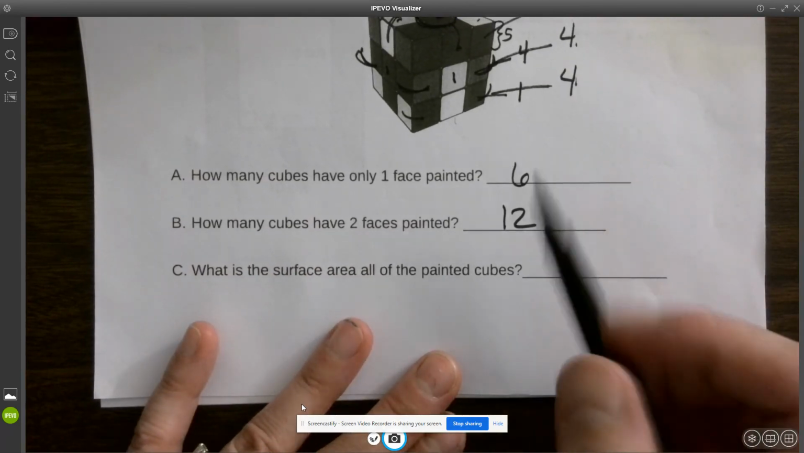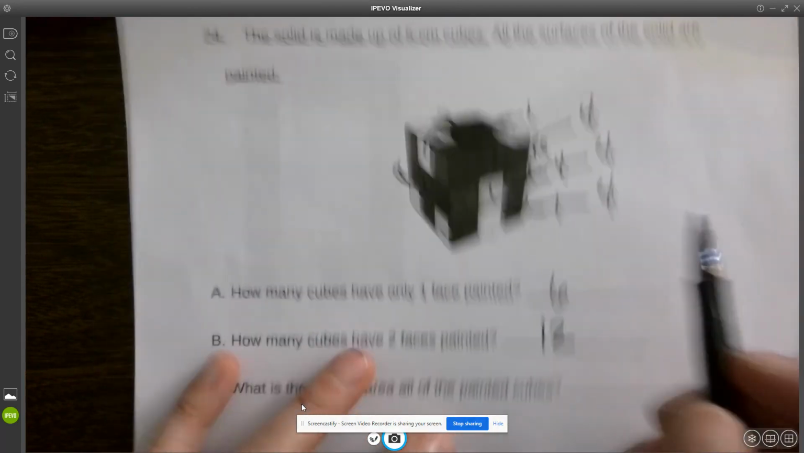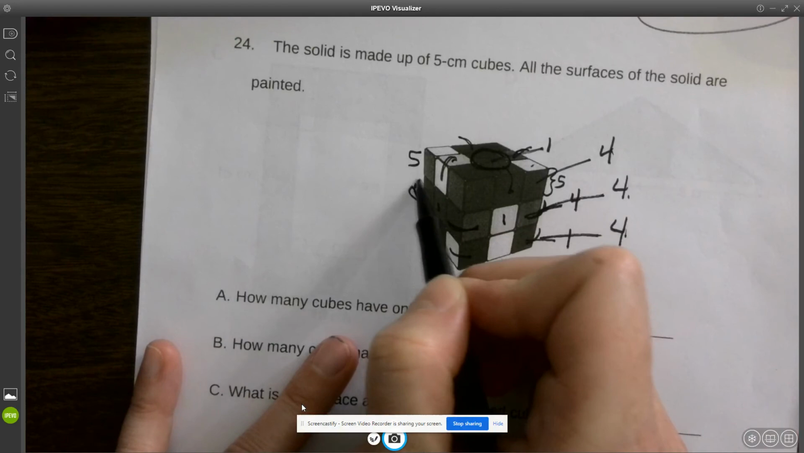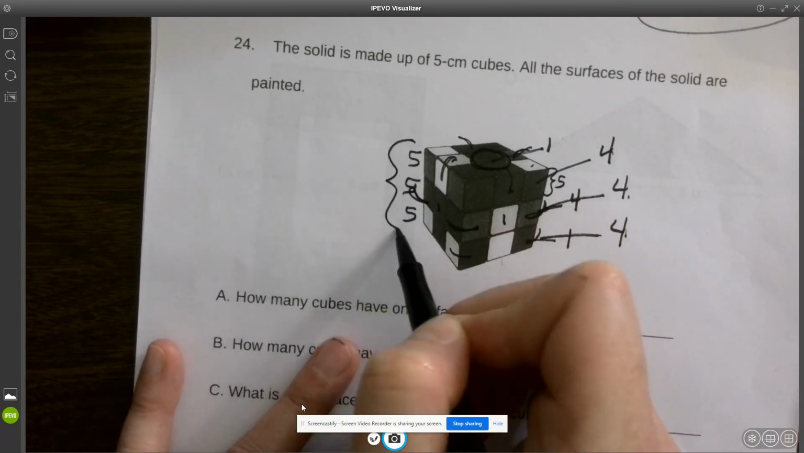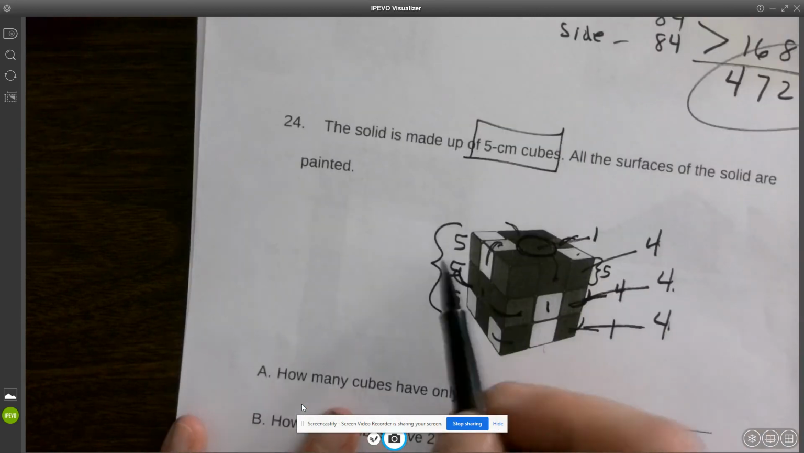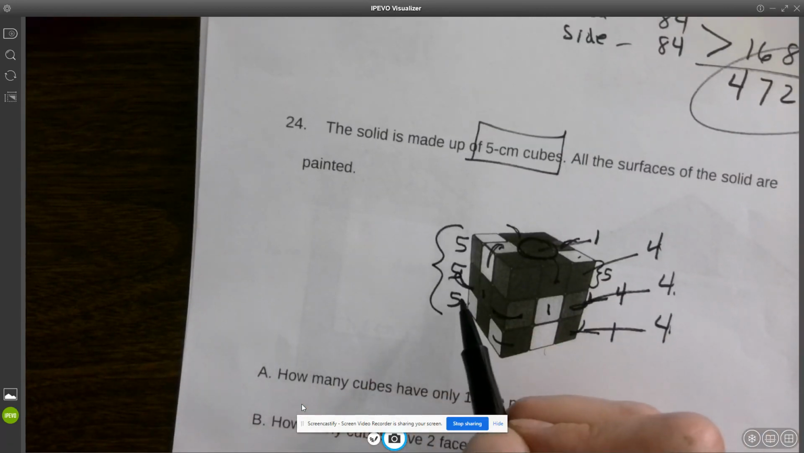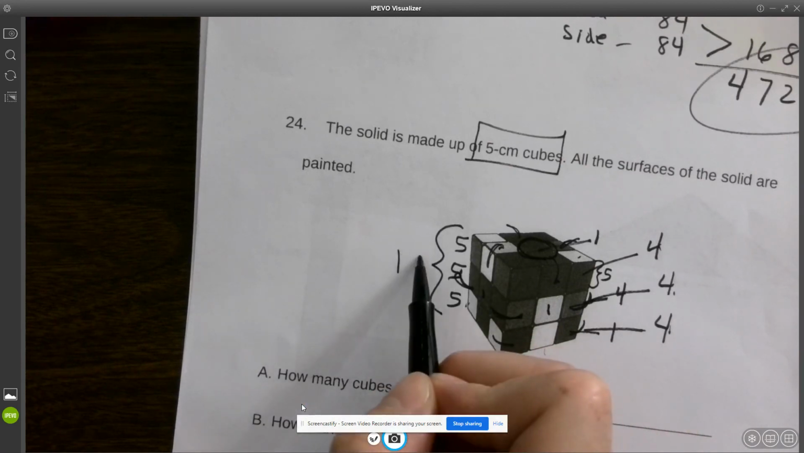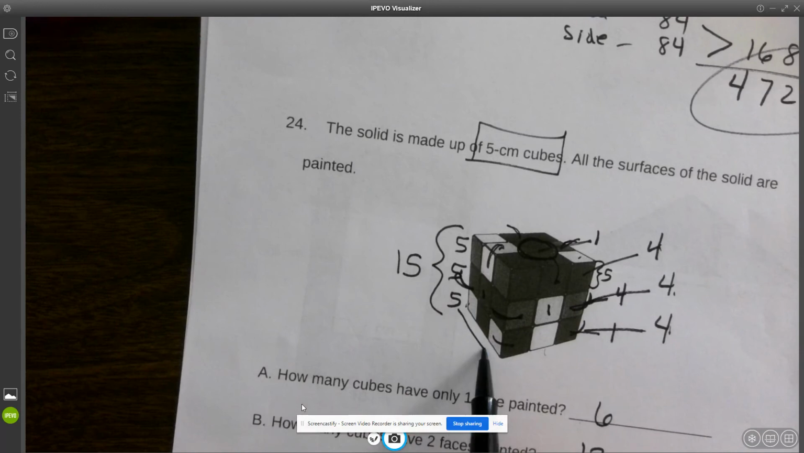Okay, now it says, what is the surface area of all of the painted cubes? Well, if all of these are 5, 5, 5, that means, because it says 5 here, the length of this is 5 times 3, or 15. That means it would be 15 here. It's 15 all around, right?